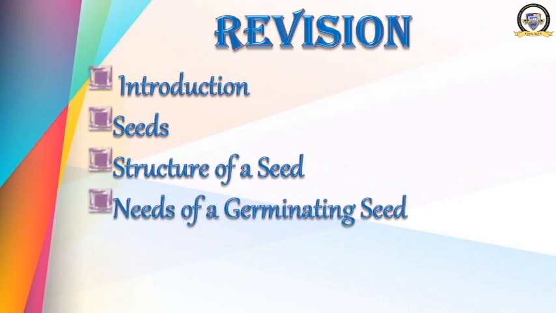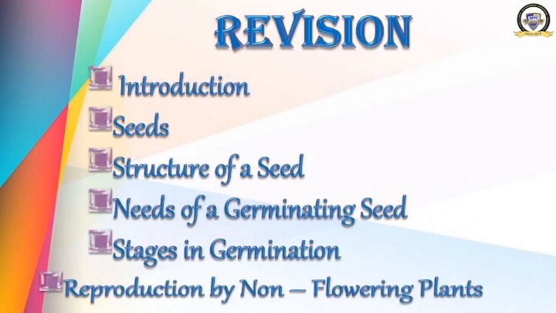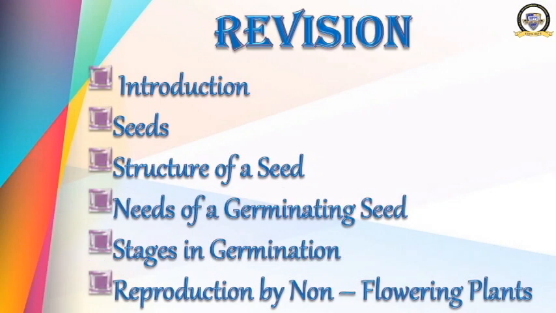Then needs of a germinating seed. What are the needs of a germinating seed? Seed needs air, water and sunlight for the germination process. Then we have seen the different stages of germination, and finally we have completed the reproduction by the non-flowering plants. We have seen that non-flowering plants like mushrooms, fungi, mosses, etc. have spores on the leaves, and the spore boxes burst and spores come out. They are spread and new plants grow. Okay, that's all for today.